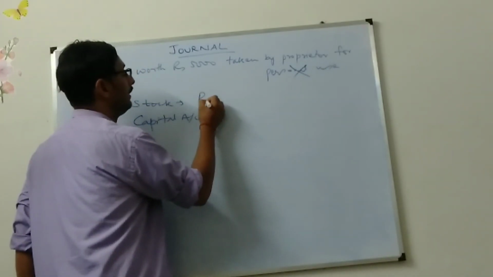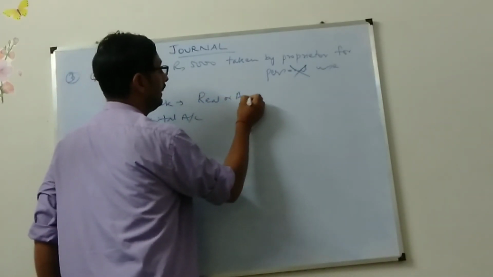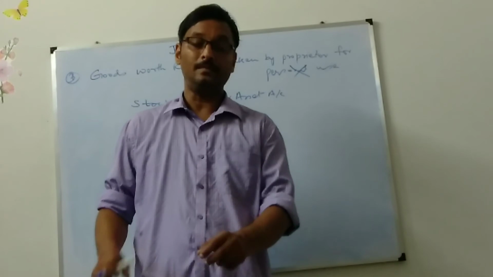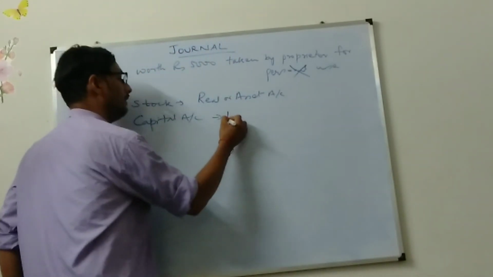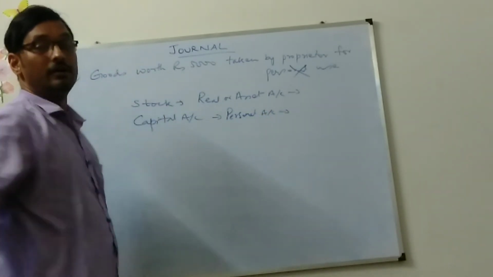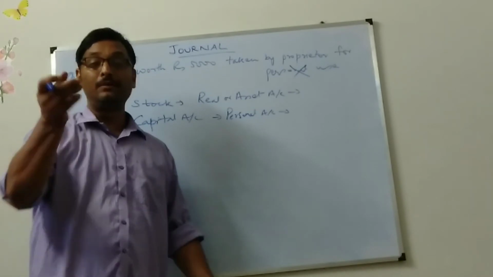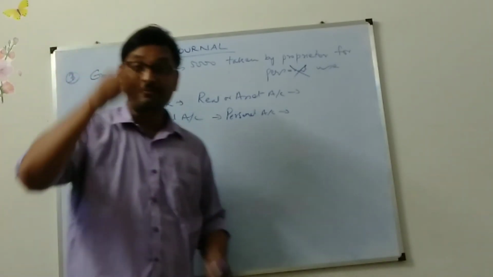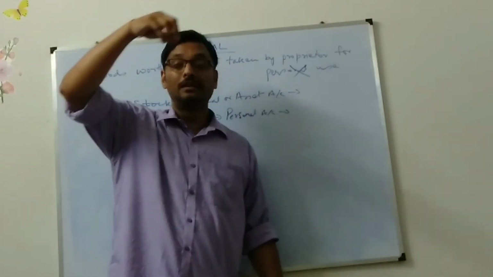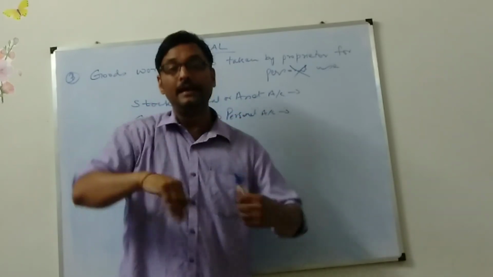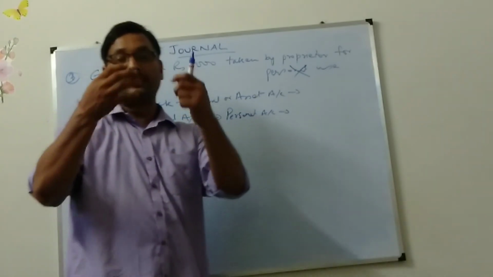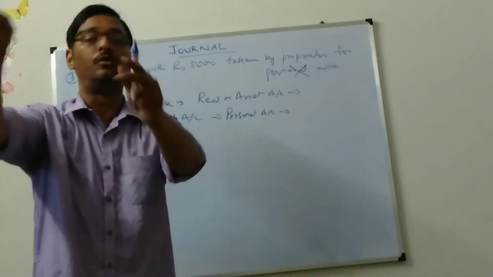Stock is what? Real or asset account. And capital is the name of the owner. Name is personal account. Stock, real account: debit what comes in, credit what goes out, with respect to the company. That's why I used to say you need to write in the books of whom. In the books of that company, stock is going out, as it is taken by the owner. So it will be credited.